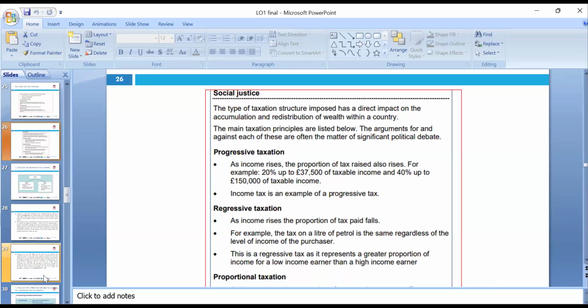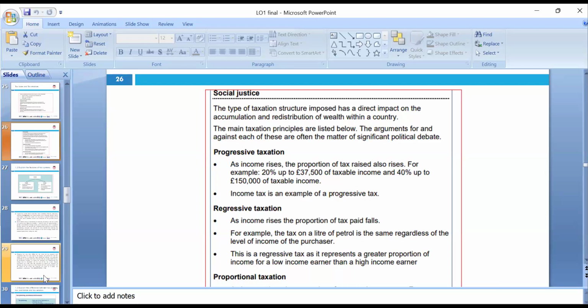For the social justice system, we need to look at how the tax structures imposed have a direct impact on accumulation and redistribution of wealth within the country. The main taxation principles list arguments for and against. As income rises, the proportion of the tax rises: 20%, 40% and 45%. Income tax is the example of a progressive tax.